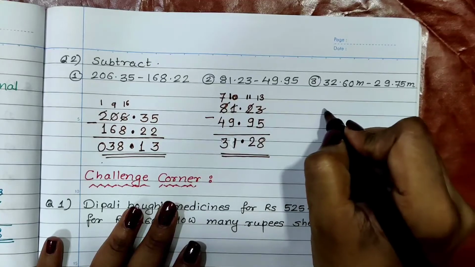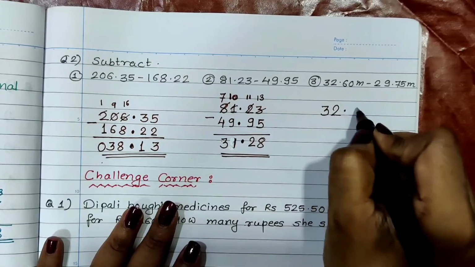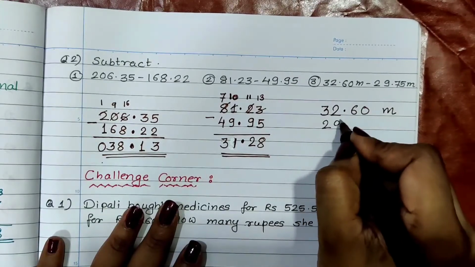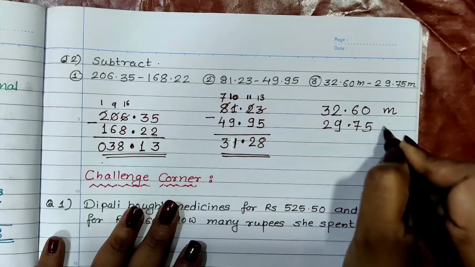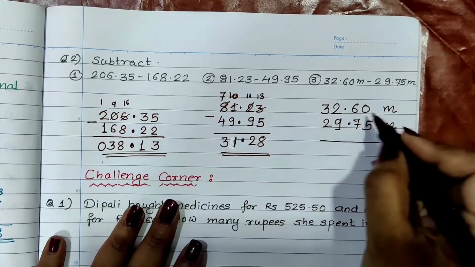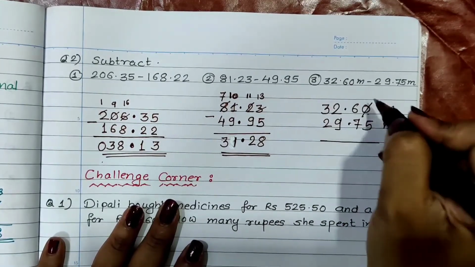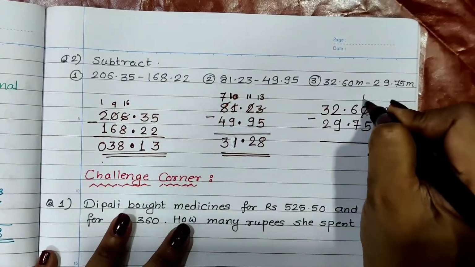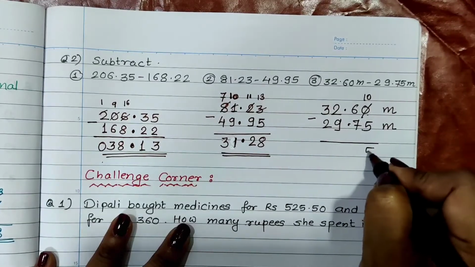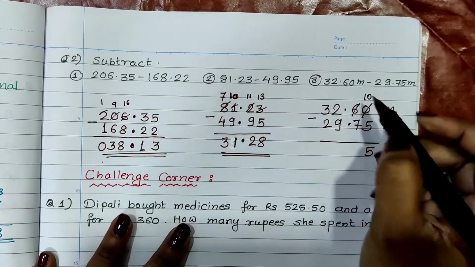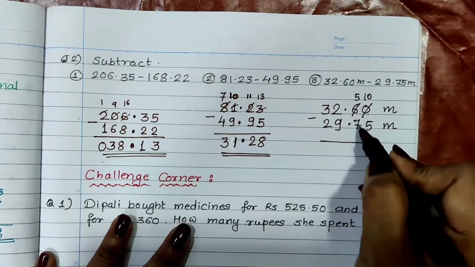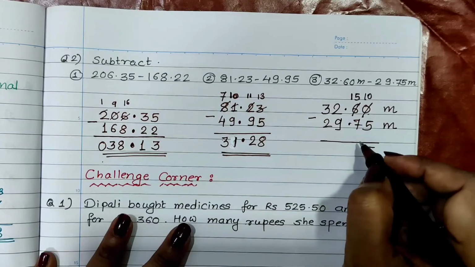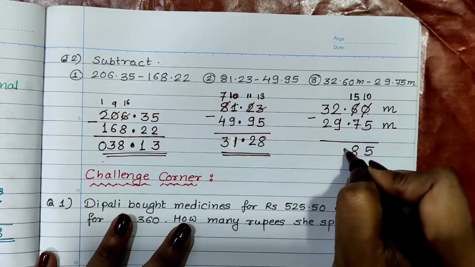Now let us solve this one. 32.60 meter and 29.75 meter. Now from 0 we cannot subtract 5. So we have to cancel this 0 and write 10. 10 minus 5 is 5. For that we have borrowed 1 from this 6. So 6 becomes 5. 5 minus 7 cannot be done. So we have to write 15. 15 minus 7 is, what is the answer? 8. Okay. Then I have to put the point.